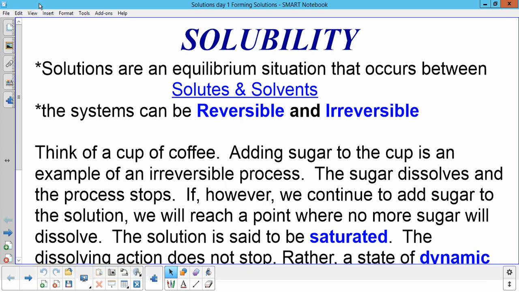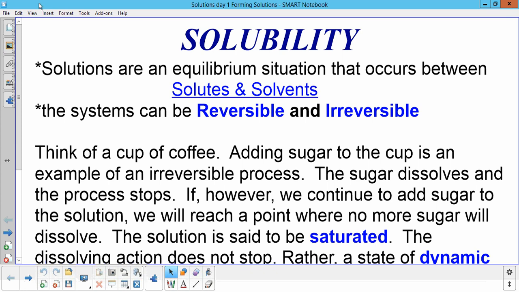Anytime we make a solution, we have to have two components. We have to have a solute and a solvent. Now, these systems actually can be either reversible or irreversible. Think, for example, of a cup of coffee. If I put some sugar in a cup of coffee and just stir it up and it dissolves, that's irreversible. The sugar just dissolves and it just goes away. You're not going to see it anymore.